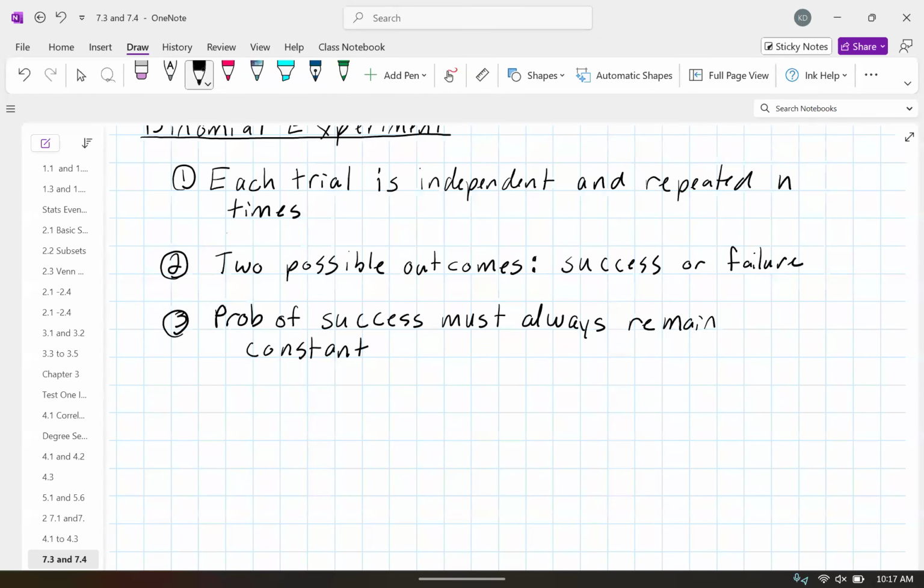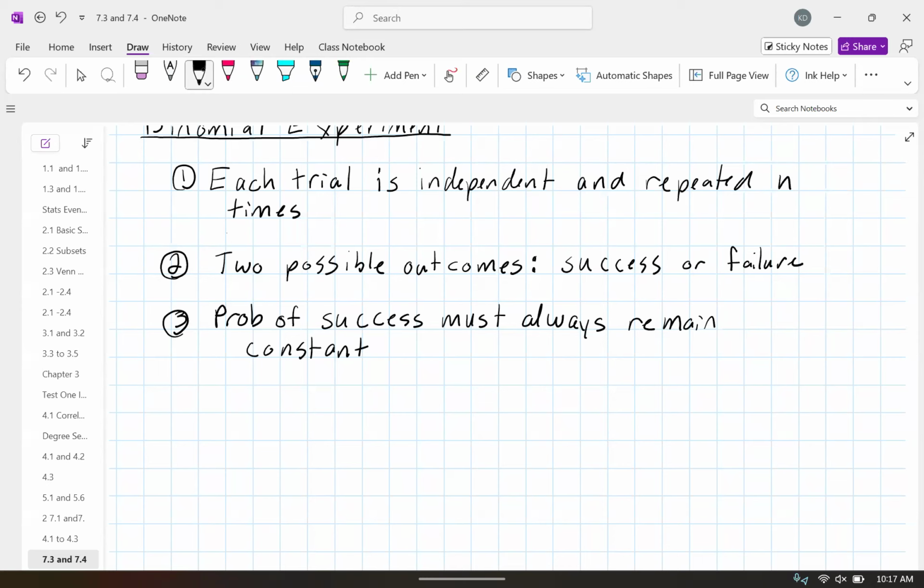So our probability can't change from trial to trial. Our trials are independent, so our probability shouldn't change no matter how many times we do it. If you think of the coin flip, the probability we get a heads is always 1/2. So that doesn't change from trial to trial. If we had cards and we were flipping them and leaving them, our probability does change each time. So we couldn't use that example for this.